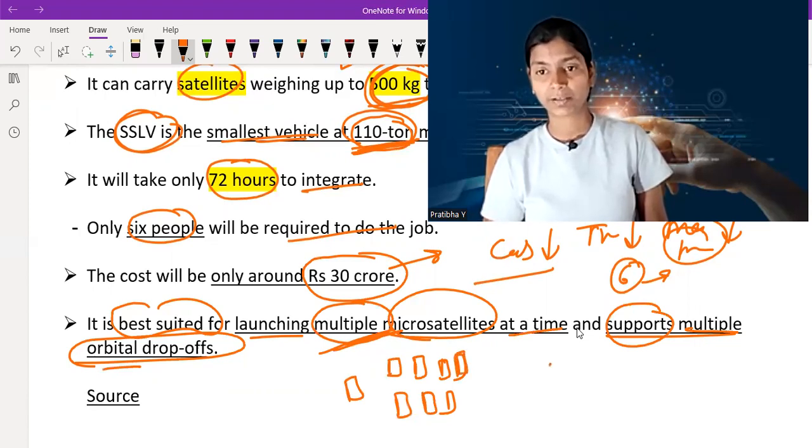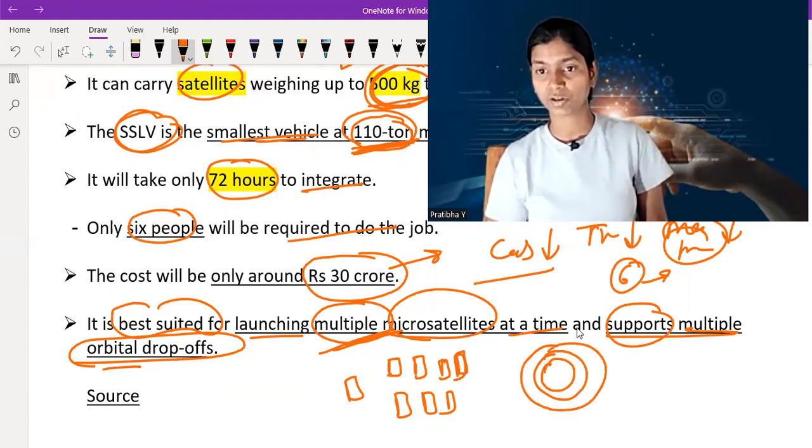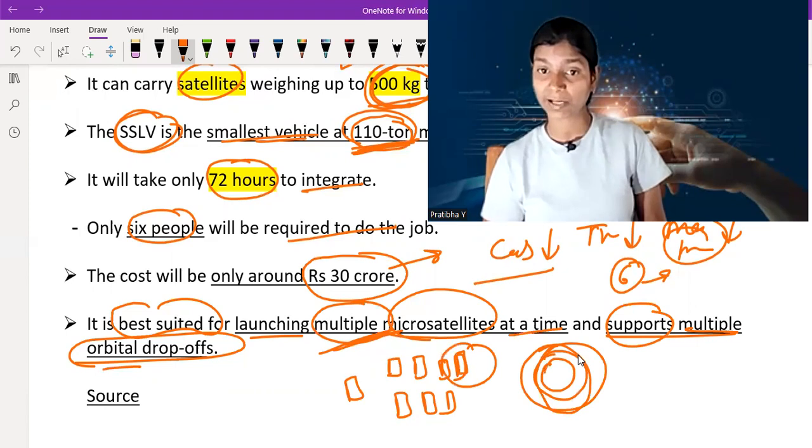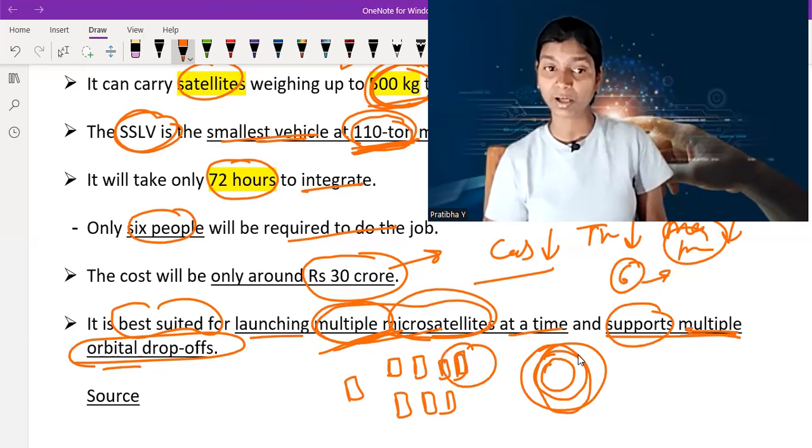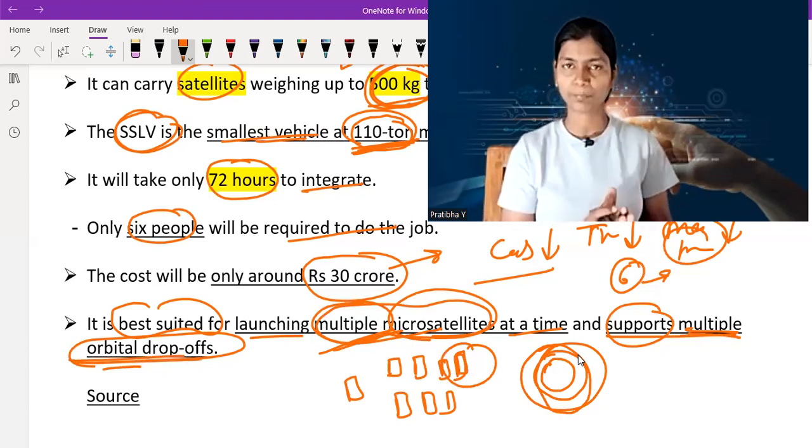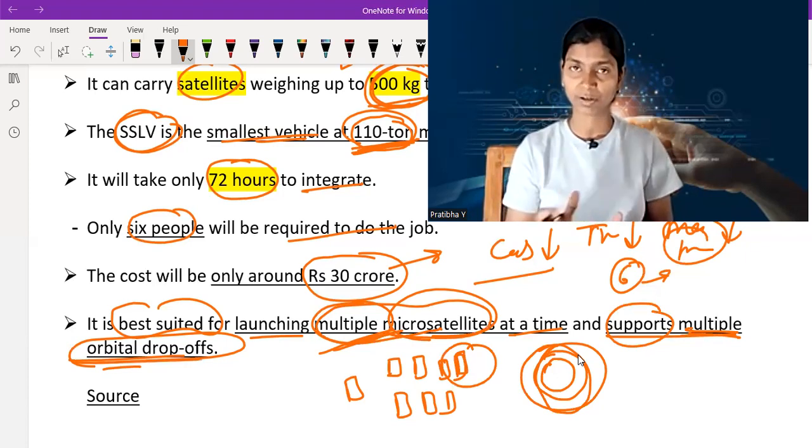Let's say this is the orbit of one satellite, this is the orbit of a second satellite, this is the orbit of a third satellite, this is the orbit of a fourth satellite. So it is capable of launching multiple microsatellites and multiple orbital drop-off.